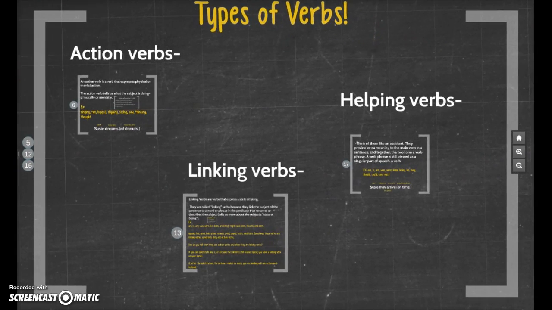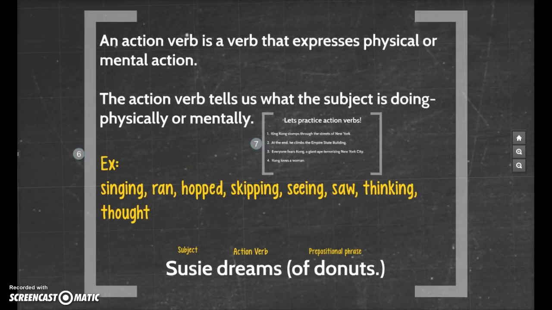Now we have a variety of verbs here. We have action verbs and linking verbs and helping verbs, and we're going to go through each of them. But the first one we're going to talk about is going to be the action verb. Okay? Now an action verb is a verb that expresses physical or mental action.